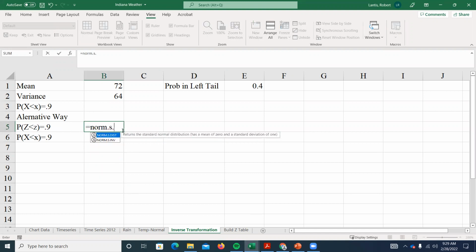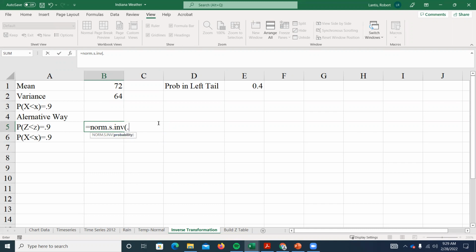So I'm going to use the norm.s.inv. That tells Excel, I want to work in reverse. So I'm going to tell you the probability, and I want you to tell me the corresponding z-value. Before, we were telling it a z-value, and it gave us a probability, right? So we're working in reverse here. So the probability I wanted was what?